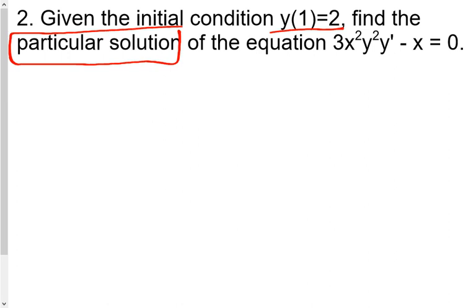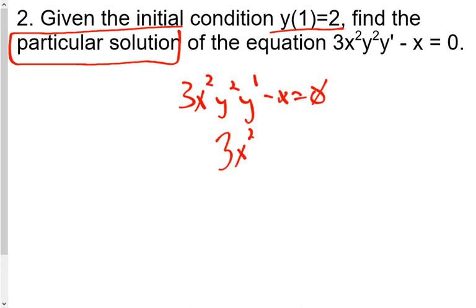So my equation is 3x squared y prime minus x equals 0. So I notice I got x's and y's in there, so I want to split them up. So first I start by adding x to both sides.